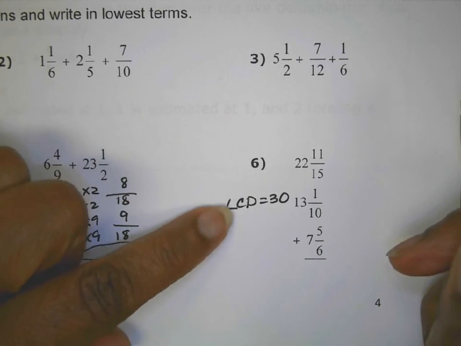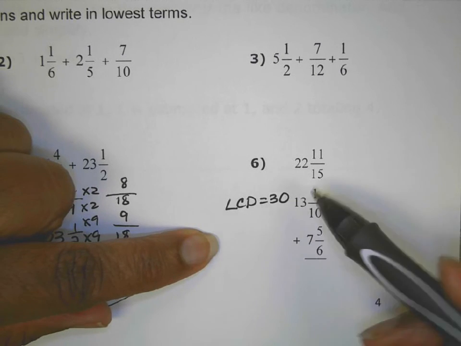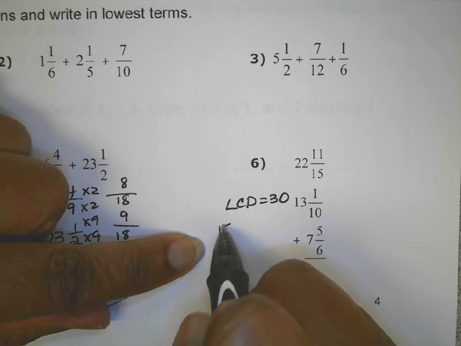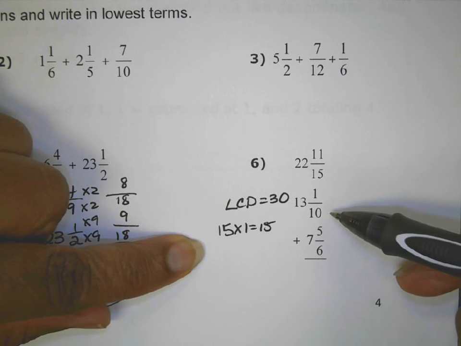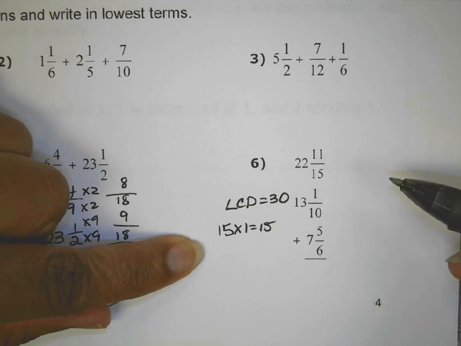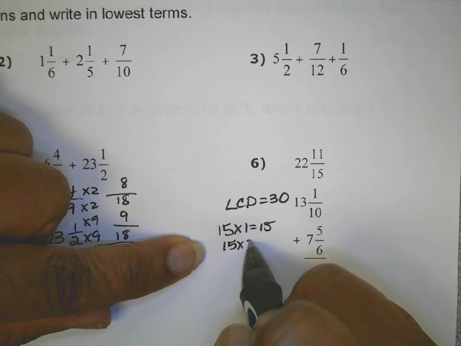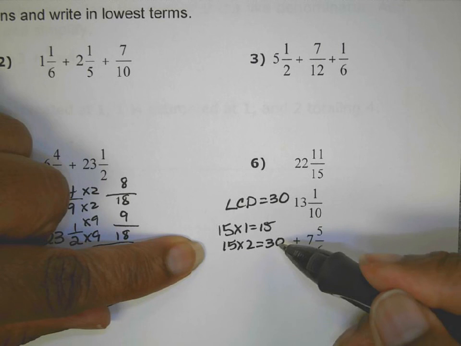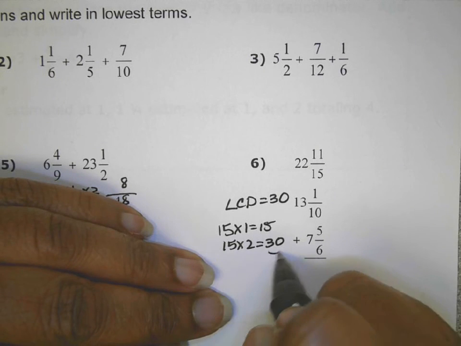Well, okay, let's go through the process that I just taught you. What's the largest denominator? What's the largest one here? So 15 times 1 is 15. That works for 15, but it doesn't work for 6, and it doesn't work for 10. 10 will not go into 15 evenly, and 6 will not go into 15 evenly. So 15 times 2 is the second multiple, which is 30. 15 goes into 30, 10 goes into 30, and 6 goes into 30 evenly, nothing left over. So 30 is going to be my LCD.